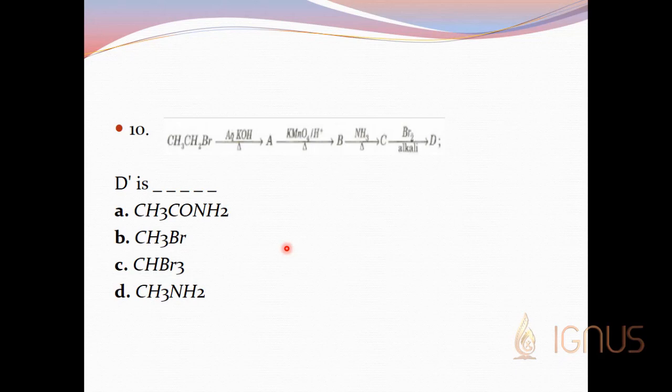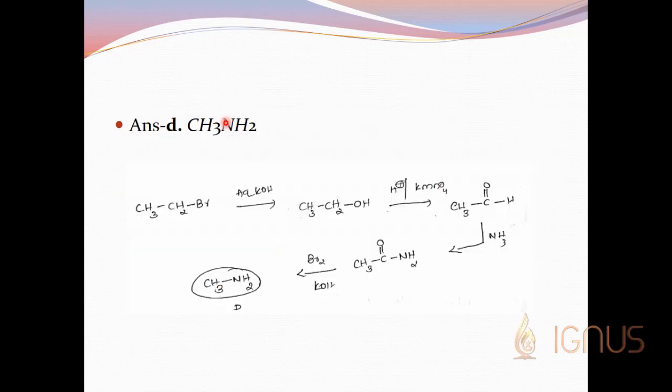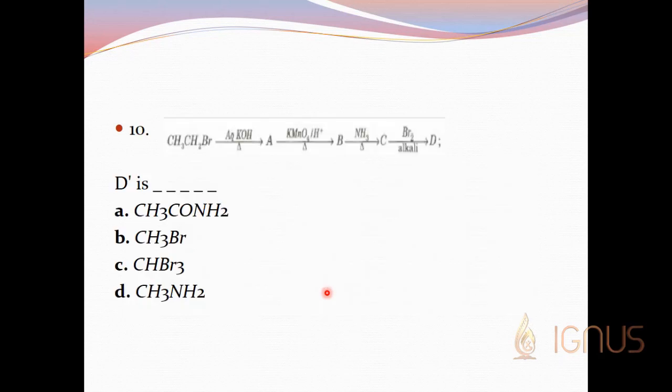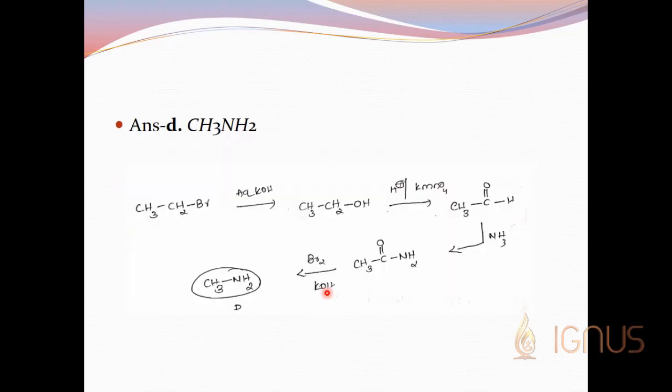Let us discuss the solution for this question. Answer is methylamine. When we treat ethyl bromide with aqueous KOH, it will undergo substitution to give ethanol. If you oxidize ethanol, you will get acetaldehyde. When we treat this acetaldehyde with ammonia, you will get an amide. When we treat this amide with bromine and alkaline KOH, not alcoholic, it is alkaline KOH, it will undergo Hofmann's bromamide reaction. It is a conversion of amide to amine.